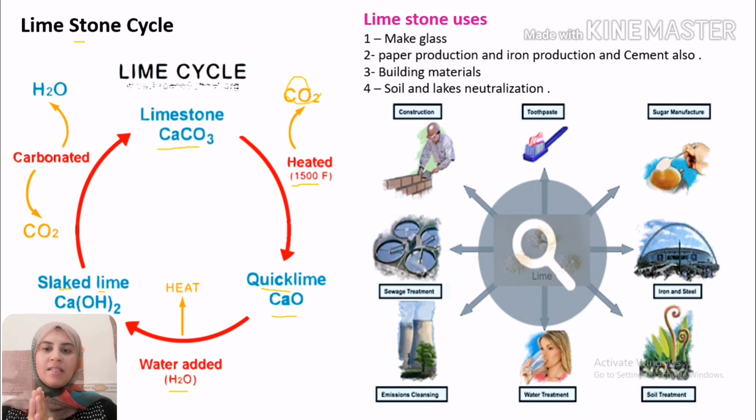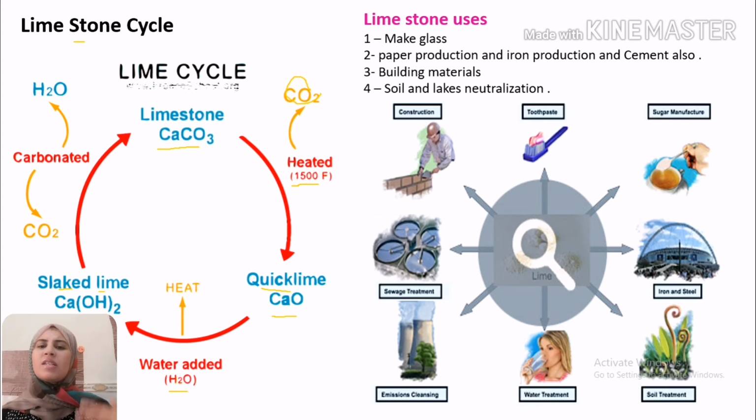We start with the limestone, then it is converted into quicklime. Quicklime, by adding water, will convert into slaked lime. Slaked lime, by heating and by adding carbon dioxide, will convert into limestone again. The chemical structure is required, and the steps of converting each one into another are required. Take care of it.